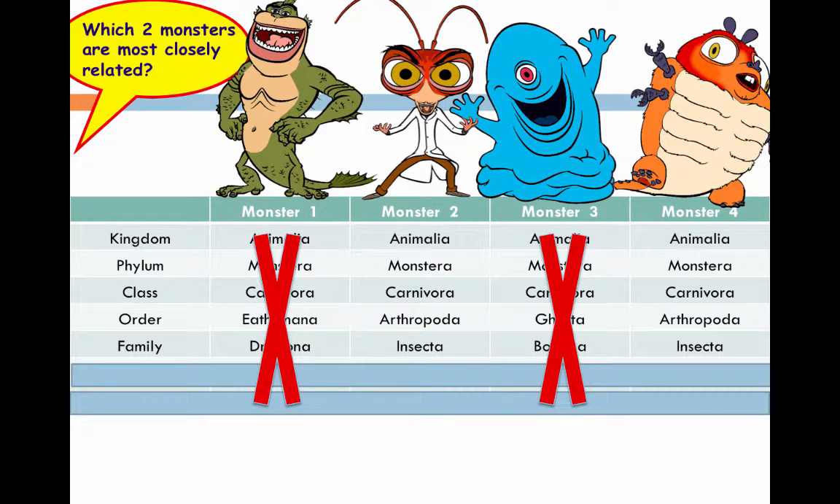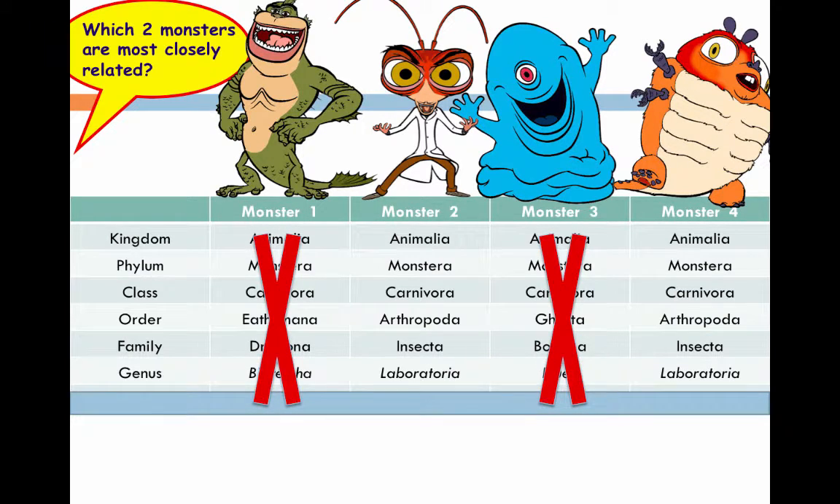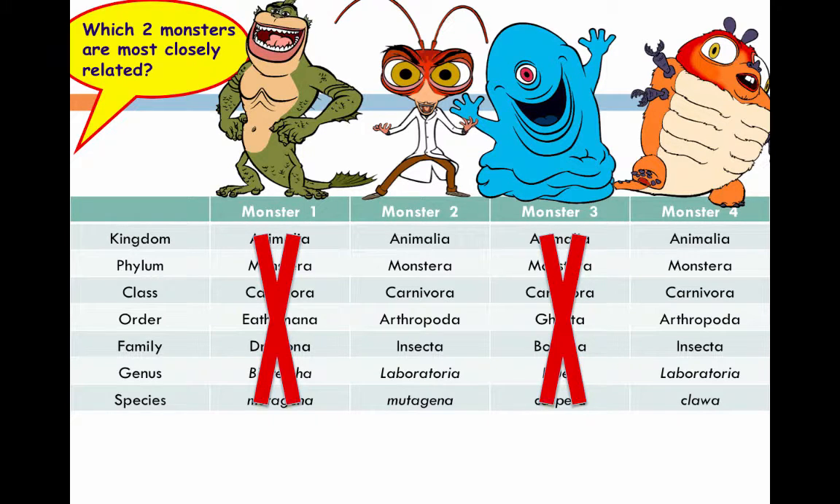So now we can go down the rest. The family, they're both insects. Genus, they're both Laboratoria. And species, they have different species because each group of organism has a different species name. So to answer the question, Monster 2 and Monster 4 are most similar.